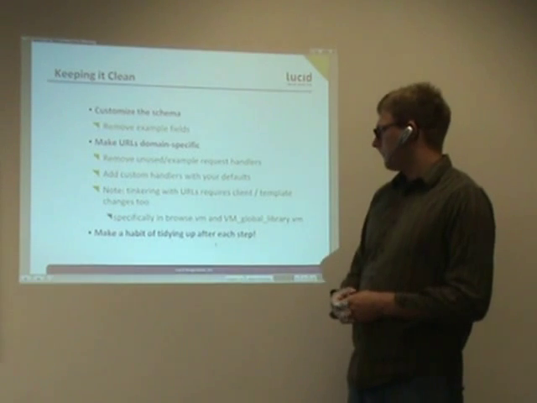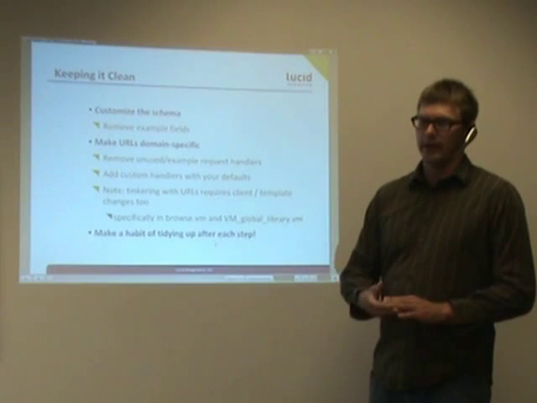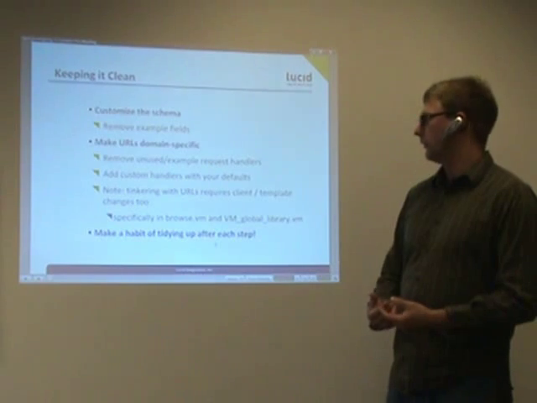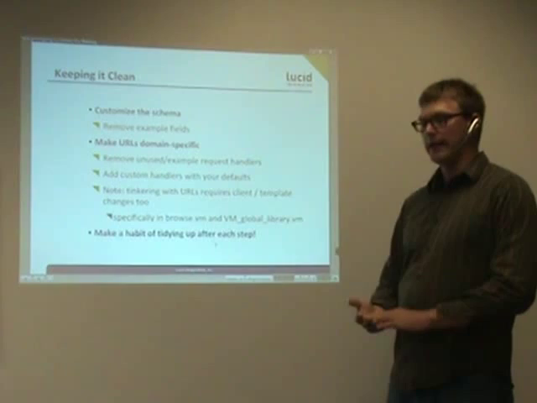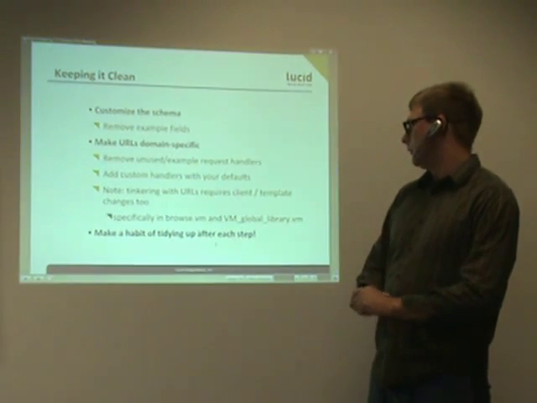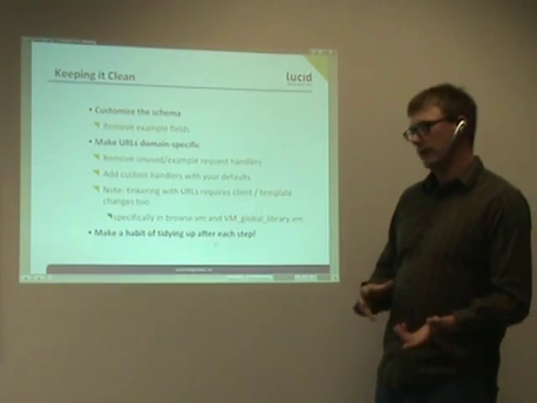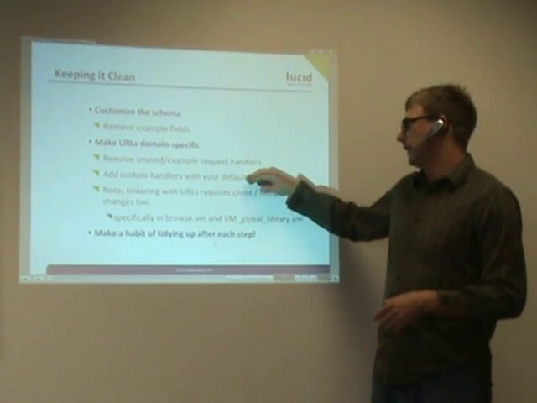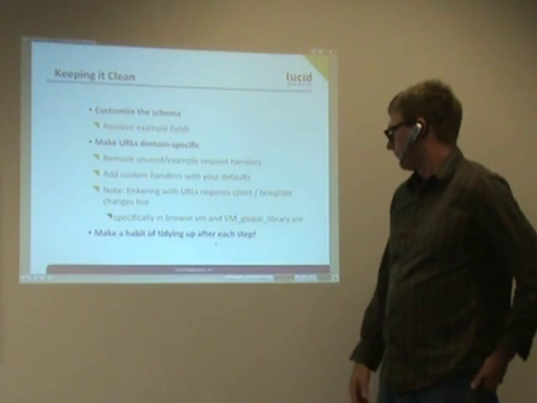So what we want to do is be able to have a nice clean set of URLs that our client application can request to Solr and have smart defaults or even some invariants where the requesting client can't even change particular parameters. In this particular case, we're going to remove some unused example request handlers. This is in the solrconfig.xml file. And we're going to add some custom handlers throughout this presentation with some nice defaults.